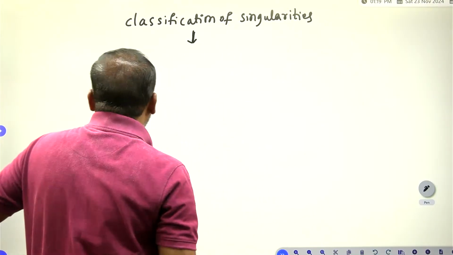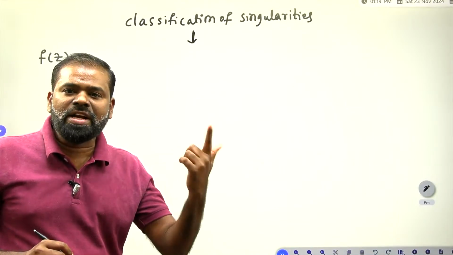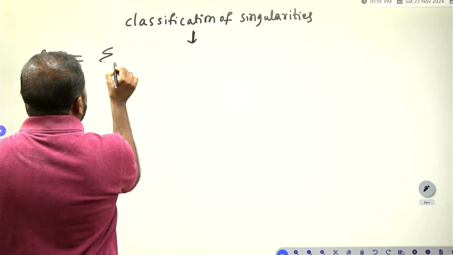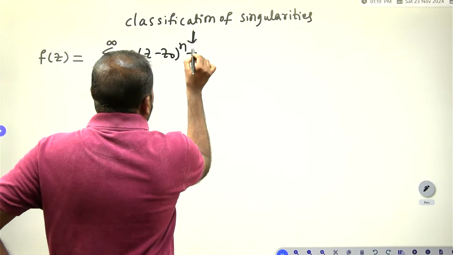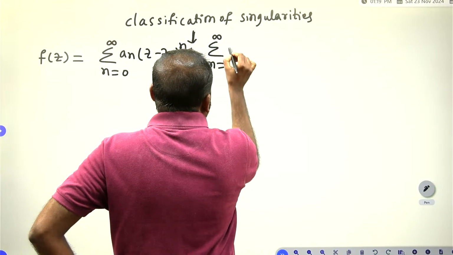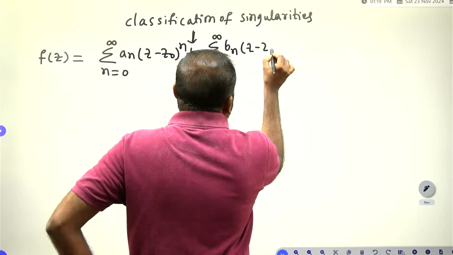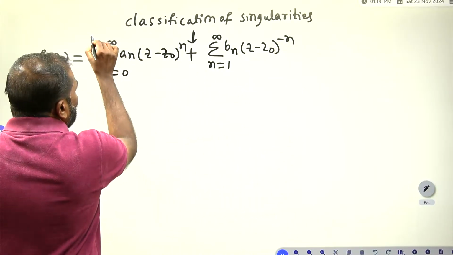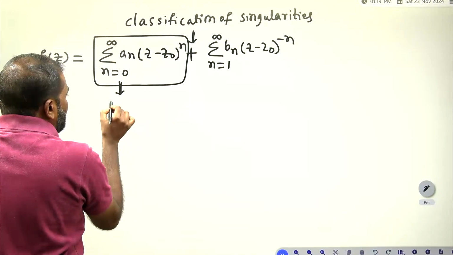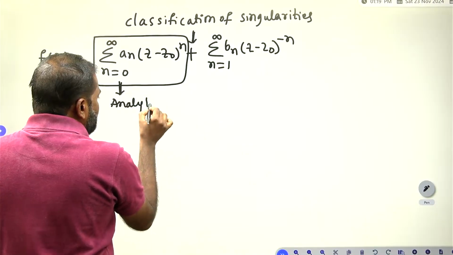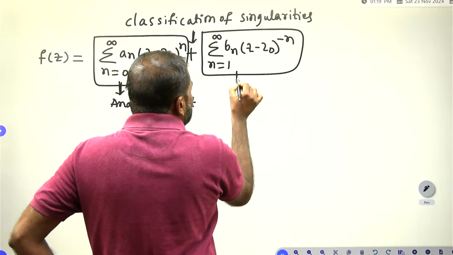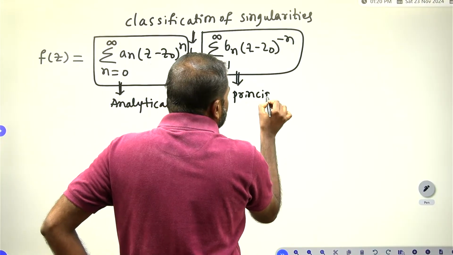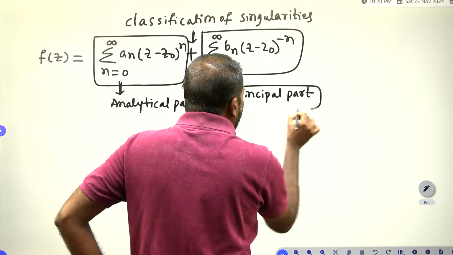Based on our function, any complex function you have to write in terms of two parts: the analytic part and the principal part. The function is the summation n = 0 to infinity of a_n (z - z0)^n plus the summation n = 1 to infinity of b_n (z - z0)^(-n). The first term we call the analytic part. The second term we call the principal part. Two parts are there.